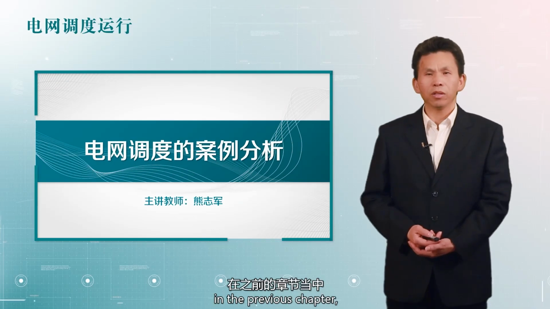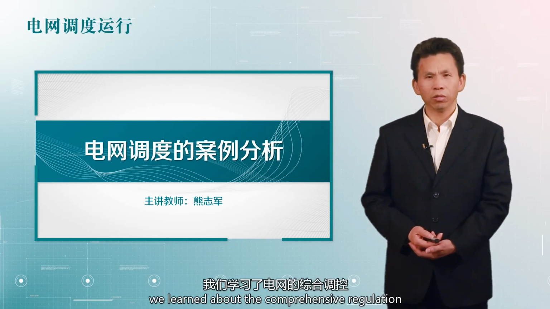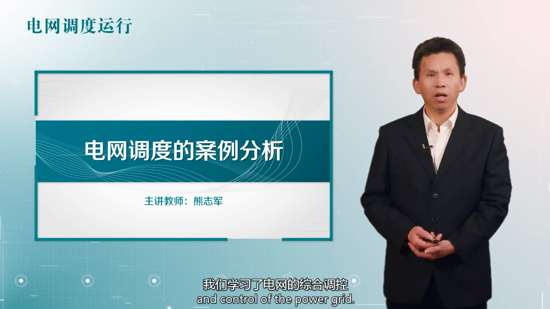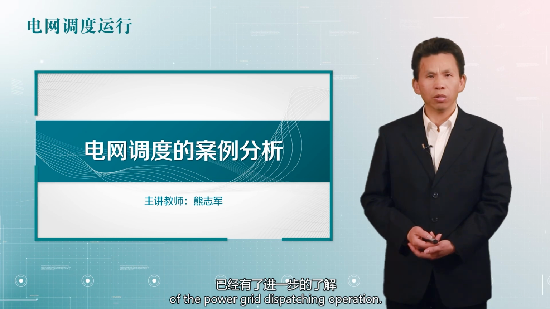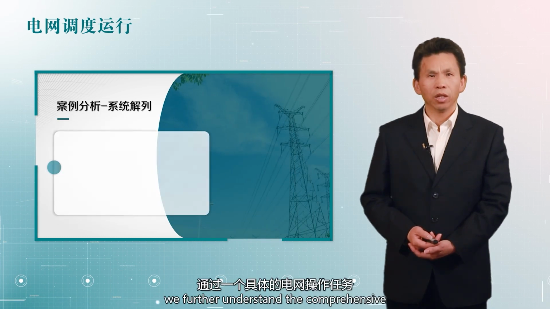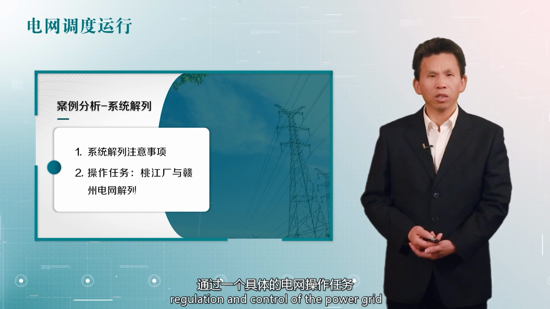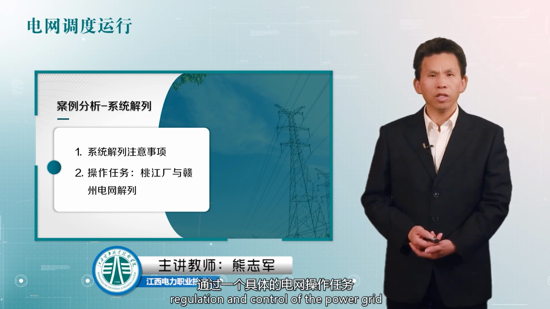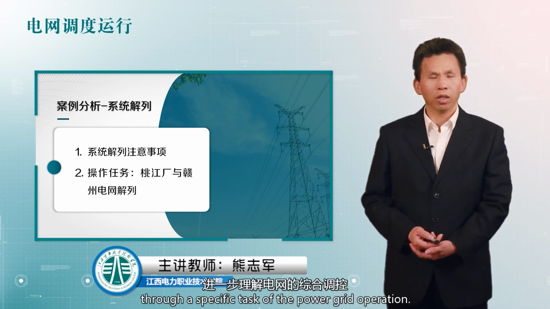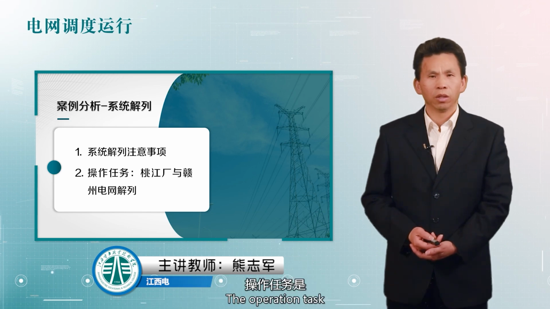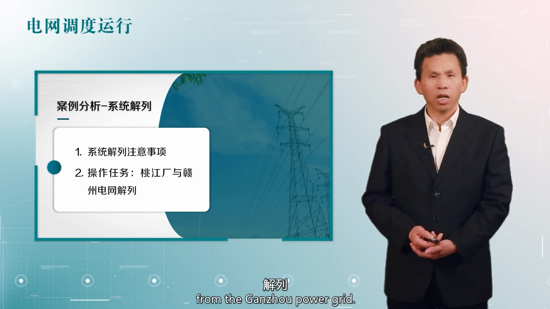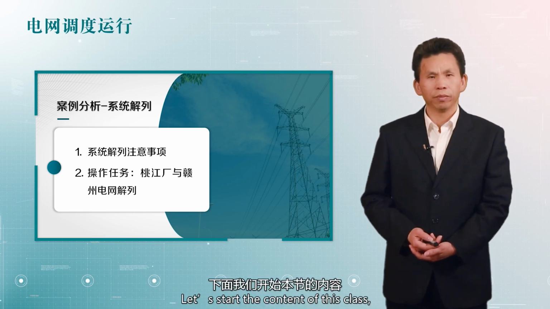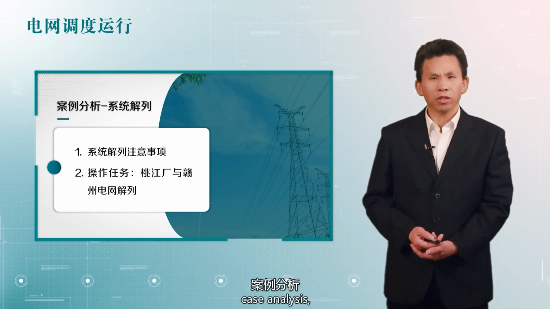Hello everyone, in the previous chapter, we learned about the comprehensive regulation and control of the power grid. I believe everyone has a further understanding of the power grid dispatching operation. In this chapter, we further understand the comprehensive regulation and control of the power grid through a specific power grid operation task. The operation task is to decouple the Taojiang plant from the Guangzhou power grid. Let's start the content of this class, case analysis.